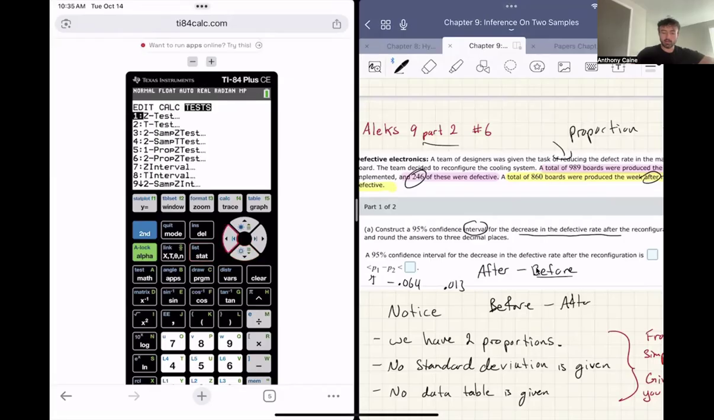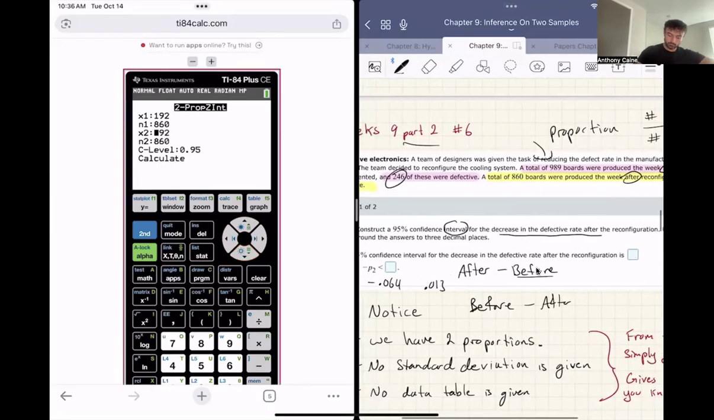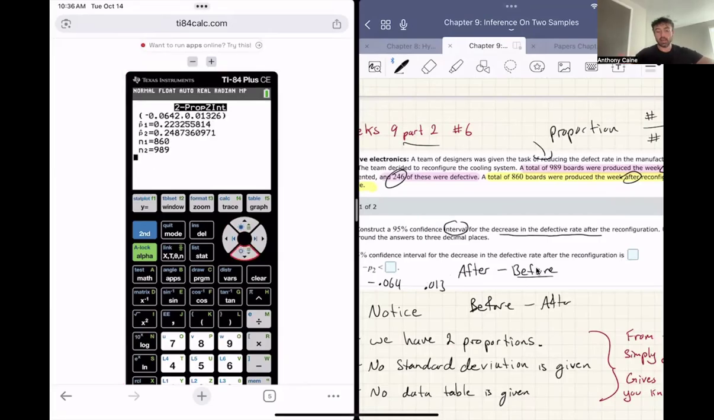I'm going to go back to the test, back to prop z int. And I need to use these values, but in the opposite order. So I need to do 192 and 860 and 246 and 989. Okay. Now I still want a 95% confidence interval. And hey, what do you know? You get what I said, right? Because all that changed was a minus sign. It's the same proportions, the same standard deviation and stuff. It's just I had to switch where things were, and that changes things by a minus sign.